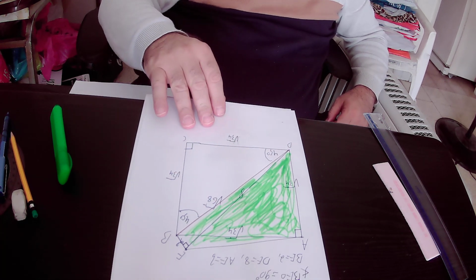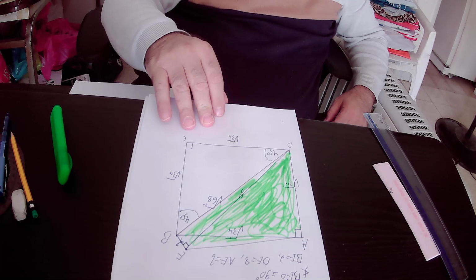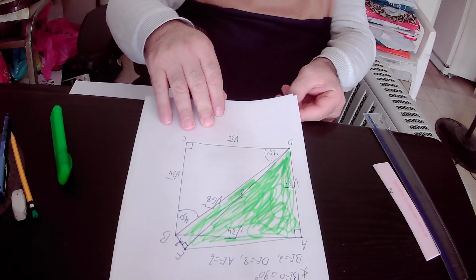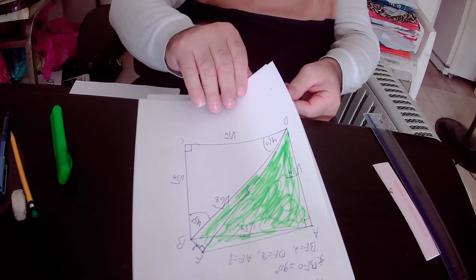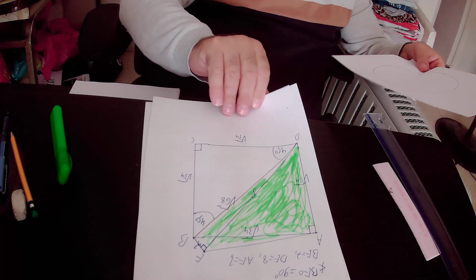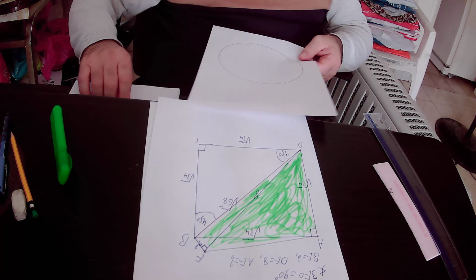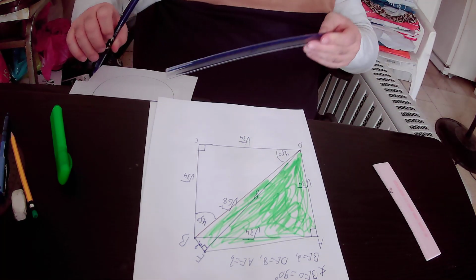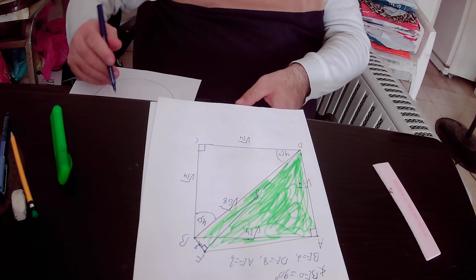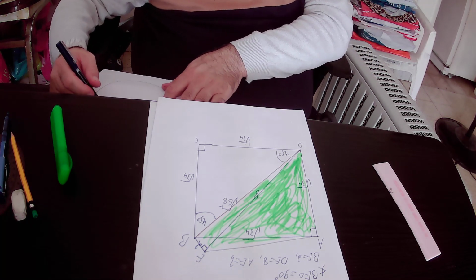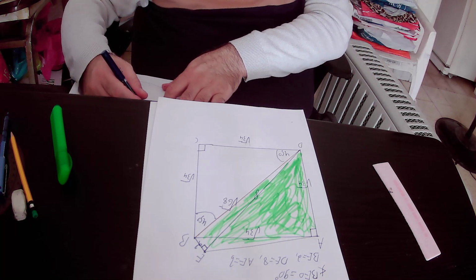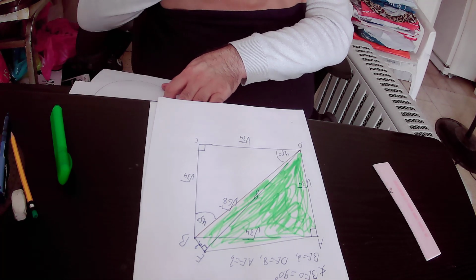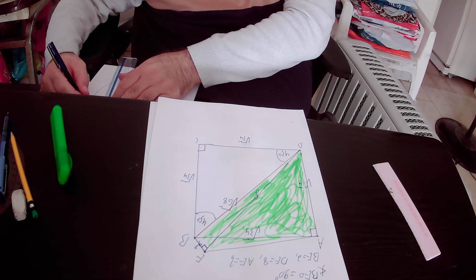So I will draw the quadrilateral, the green quadrilateral, inside this circle. Quadrilateral AEBD.